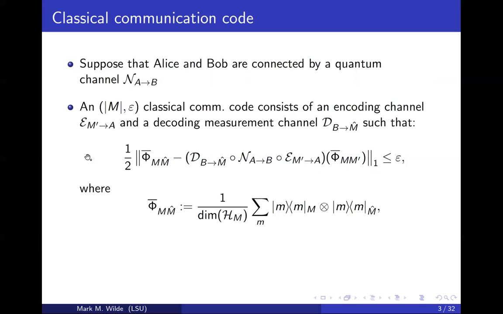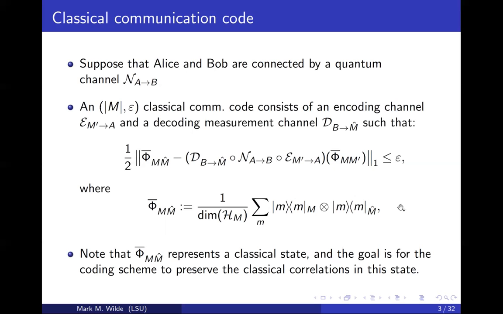Okay, so this is one way to describe the error. This is an average error probability constraint. So over here on the left, we have the ideal state that we'd like to generate at the end of the process, which is a maximally classically correlated state. And then this is the actual state generated by the physical process of encoding, sending through the channel, and then decoding. And we want this error to be less than epsilon. M is the number of messages. It's the dimension of this Hilbert space, the message Hilbert space. And the goal of the scheme, as indicated, is to preserve classical correlations.